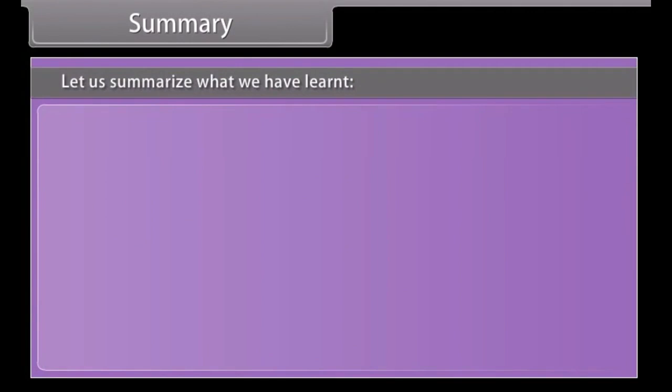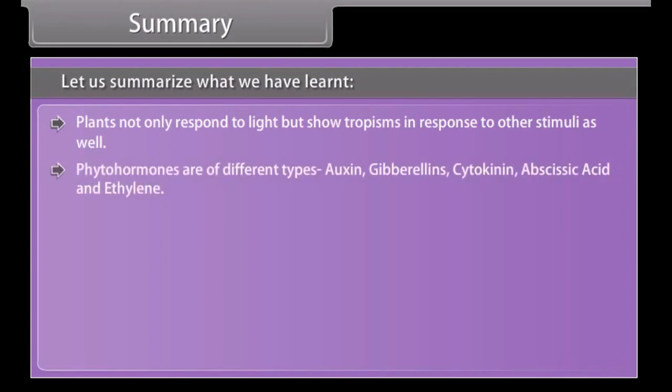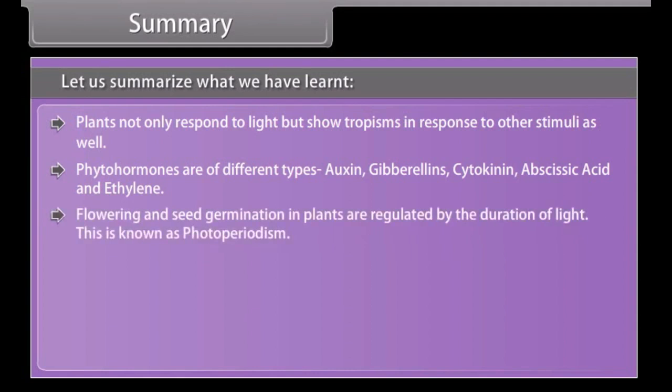Summary. Let us summarize what we have learned. Plants do not only respond to light, but show tropisms in response to other stimuli as well. Phytohormones are of different types: auxin, gibberellins, cytokinin, abscisic acid, and ethylene. Flowering and seed germination in plants are regulated by the duration of light.